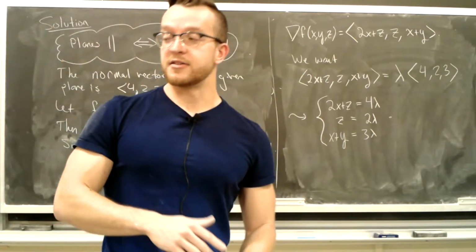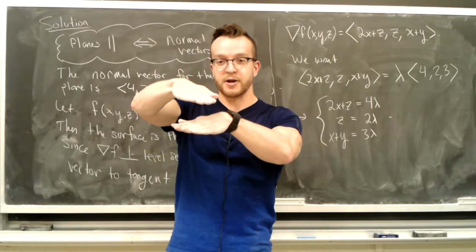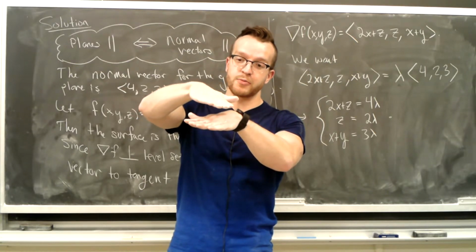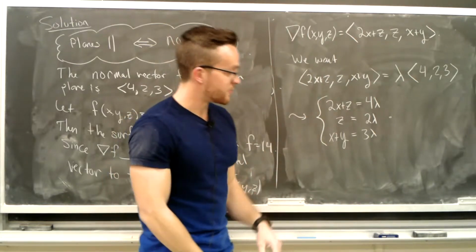The reason we're doing that is because I want the planes to be parallel, exactly. And to check for when the planes are parallel, I want their normal vectors to be parallel, and that's just what it means.